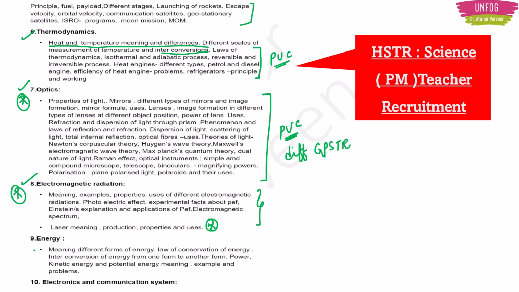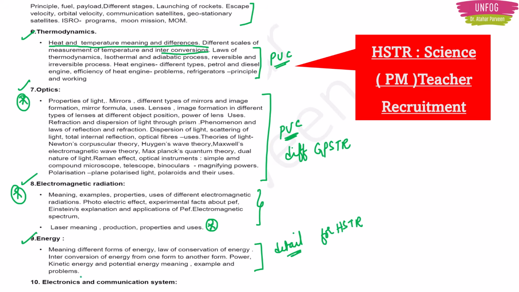Then comes another important chapter, energy. This chapter includes everything like laws of conservation of energy, internal conversion of energy from one form to another, power, kinetic energy, and potential energy. So this you will have to study in detail. These topics you have to study in detail for HSTR, right?